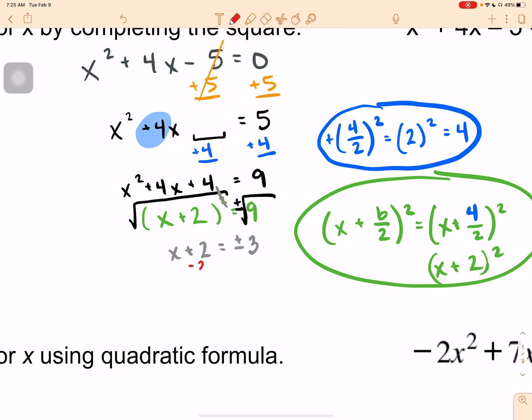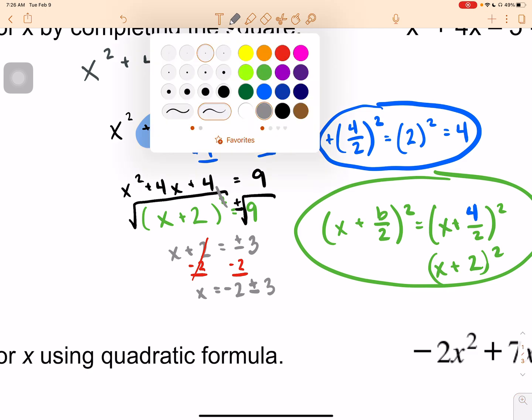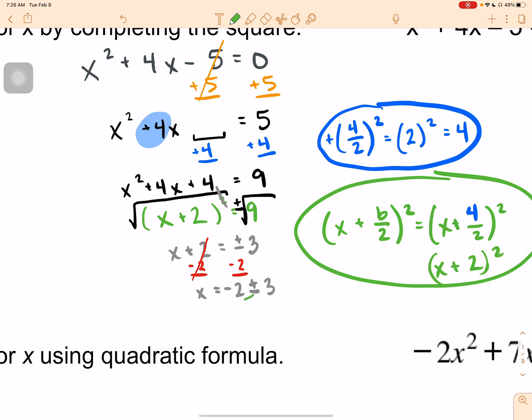So now what we want to do is subtract the 2 from both sides. And again, I always put that, whatever I added or subtracted, in front of the plus or minus, just so I don't forget about the plus or minus. And now at this point, we are splitting that plus or minus. So we're going to have x equals negative 2 plus 3, and x equals negative 2 minus 3. Okay, so we just split the plus or minus here and here. So now this is x equals 1, and x equals negative 5.